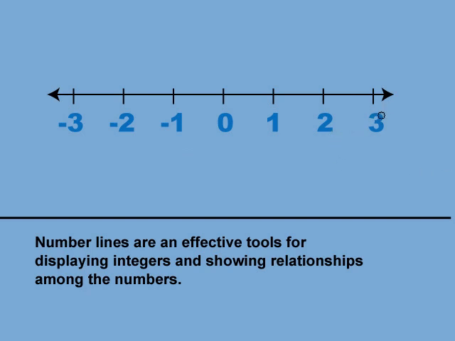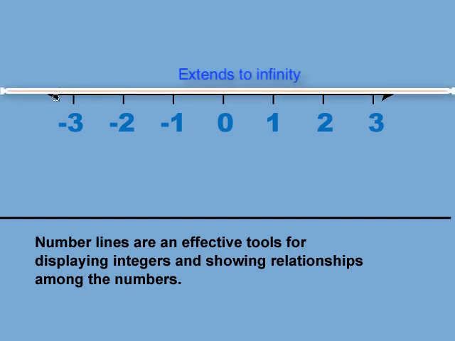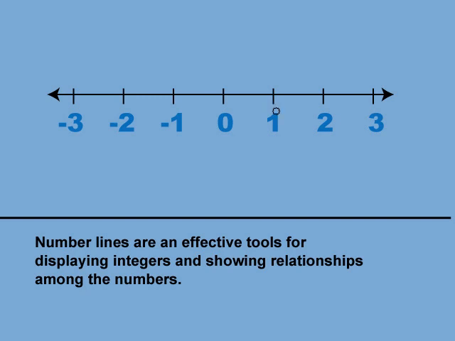The horizontal line with arrows at each end indicates that the line extends to infinity, which means that there are an infinite number of integers. Each tick mark represents a unique integer. Here is 0, and all integers to the right are positive. All integers to the left are negative.